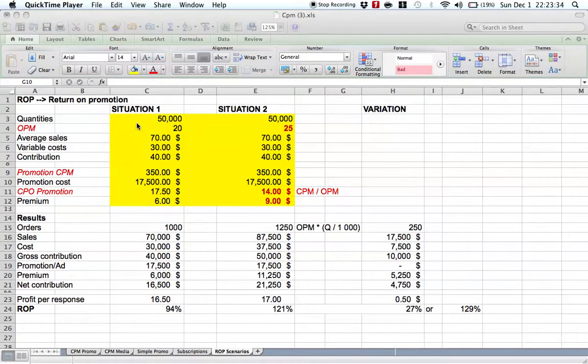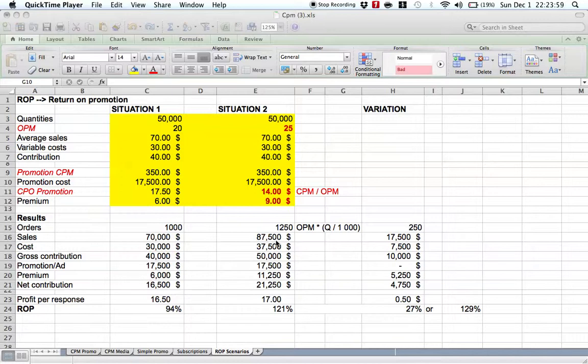Return on promotion scenario tab. So, the purpose of this exercise is not to get that whole aggregate view of what's going on in the promotion, but it's really to get more familiar with the orders per thousand, or the cost per thousand, or any of that kind of stuff.